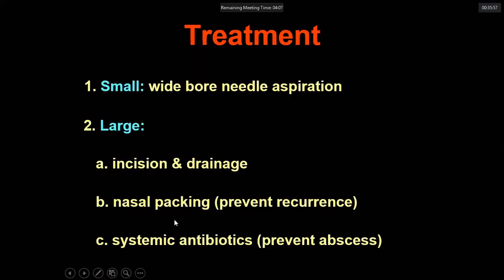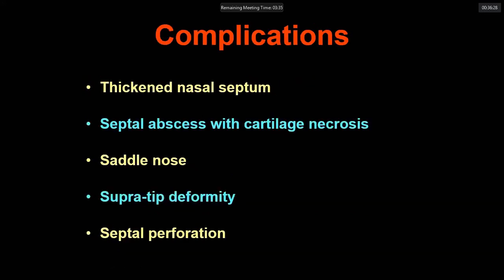Now treatment. If the hematoma is small, then do needle aspiration. If it is very large like this, do incision and drainage and then do nasal packing on both sides. Compress the nasal septum so that there won't be any recurrence. And of course you'll need to give systemic antibiotics, because it can result in an abscess and ultimately there can be toxic shock syndrome.